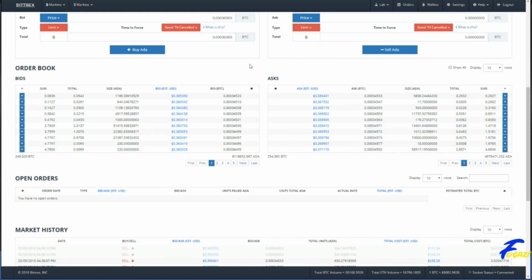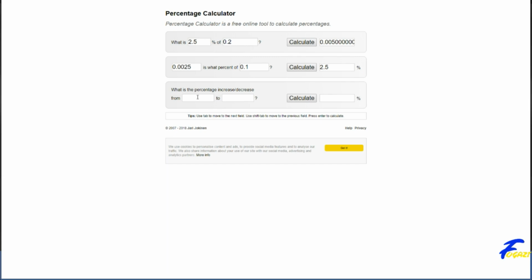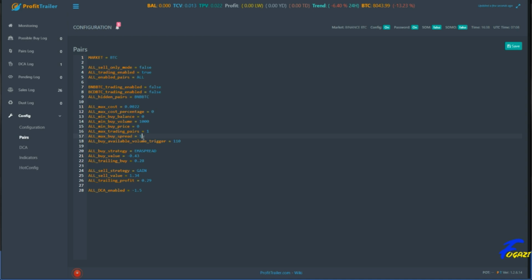So the max buy spread is the difference between the top bid and the top ask. So you need to figure out the percentage difference between these two. And again, we can use that same calculator. So let's just say 4510 and 4520 are the two values. Let's see if you remember them. So put the last one in here, 4510 and 4520. Don't worry about all the zeros in front because it doesn't really matter. It's still going to calculate the same percentage. So calculate that. So right now, we're at a spread of 0.22%. So with my max buy spread at 1, my bot would be able to buy that because it hadn't exceeded the max buy spread.